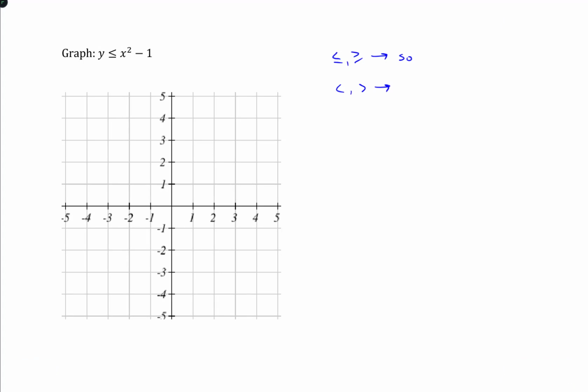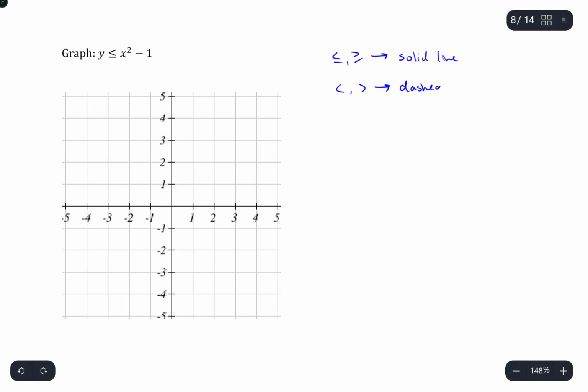So the equal to represents inclusion. You would use a solid line for those, and the less than or greater than is exclusion, and you would use a dashed line there. So in this case, we would use a solid line. This is a parabola shifted down 1 unit, and it has a solid line.